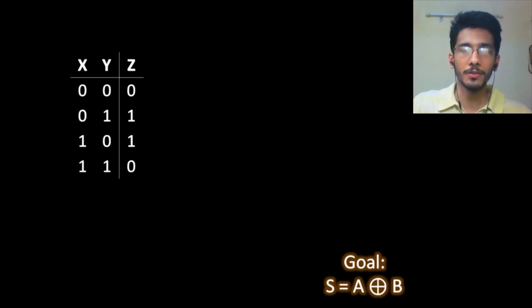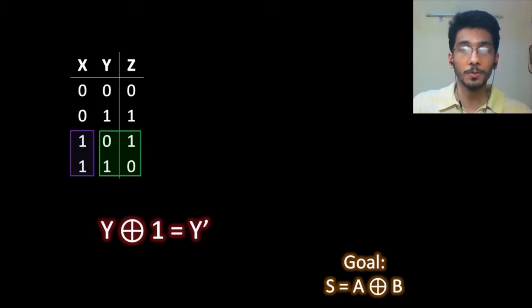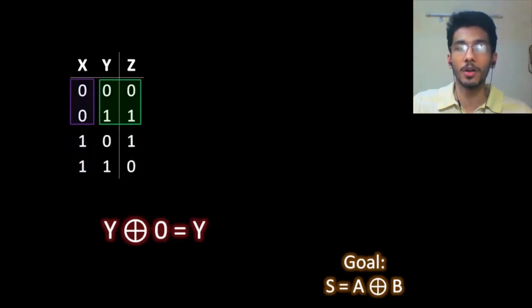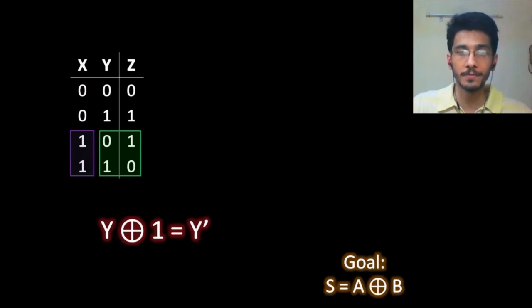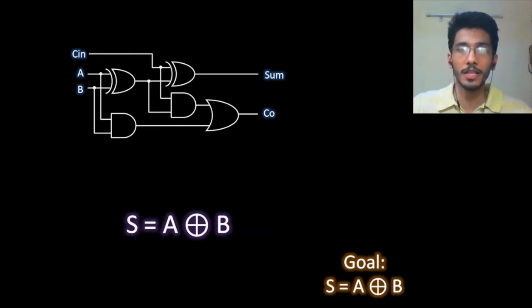Now in this table, if you look closely, you will notice when Y is XORed with 0, the output is the same as Y. And when Y is XORed with 1, the output is the opposite of Y, or the complement of Y. So with this, you can clearly say that anything XORed with 0 is itself, and anything XORed with 1 is its complement. With this information, we can clearly see that if I set carry in to 0, in that case, A XOR B XORed with 0 is just going to be A XOR B. And that is our final goal.